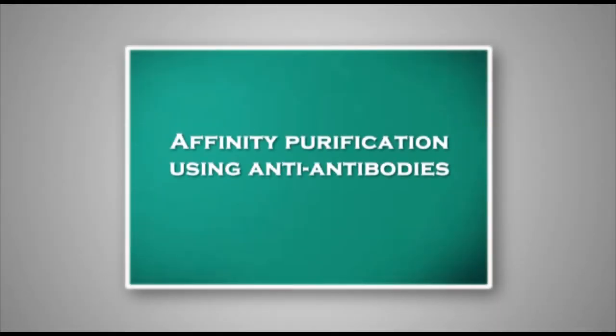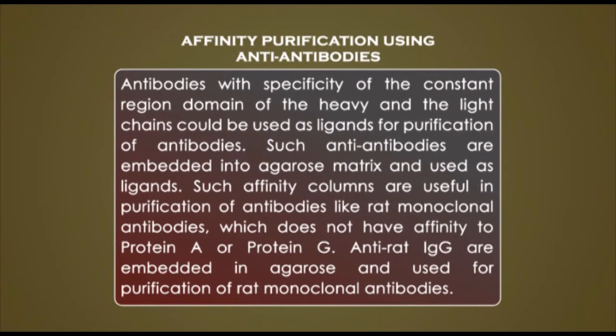Affinity purification using anti-antibodies. Antibodies with specificity for the constant region domains of the heavy and light chains could be used as ligands for purification of antibodies. Such anti-antibodies are embedded into an agarose matrix and used as ligands. Such affinity columns are useful in purification of antibodies like rat monoclonal antibodies, which do not have affinity to protein A or protein G. Anti-rat IgG is embedded in agarose and used for purification of rat monoclonal antibodies.